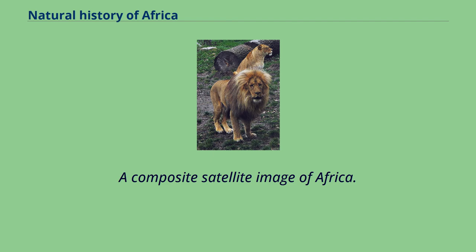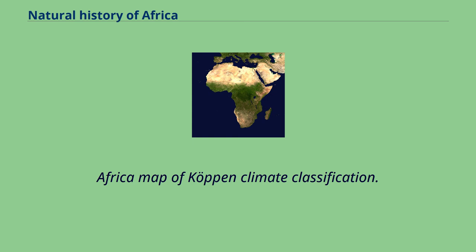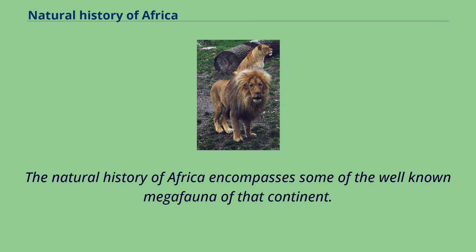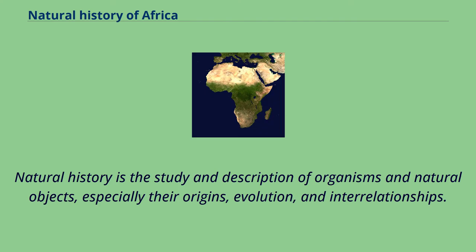A composite satellite image of Africa. Africa map of Köppen climate classification. The natural history of Africa encompasses some of the well-known megafauna of that continent. Natural history is the study and description of organisms and natural objects, especially their origins, evolution, and interrelationships.